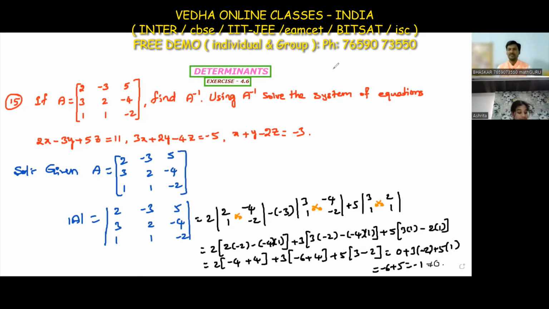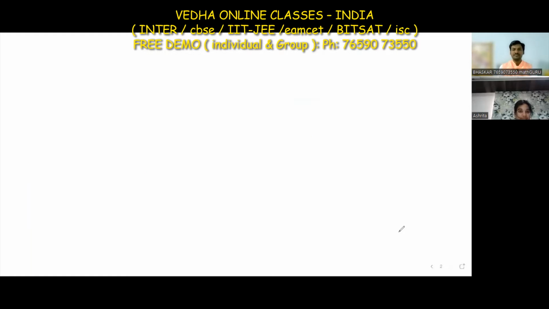Yes, very good. Okay, so here the determinant of A is not equal to 0. So that means A inverse exists. Therefore, determinant of A is equal to minus 1, not equal to 0. Okay, so therefore A inverse exists. Okay, how to find the A inverse? How to find A inverse?